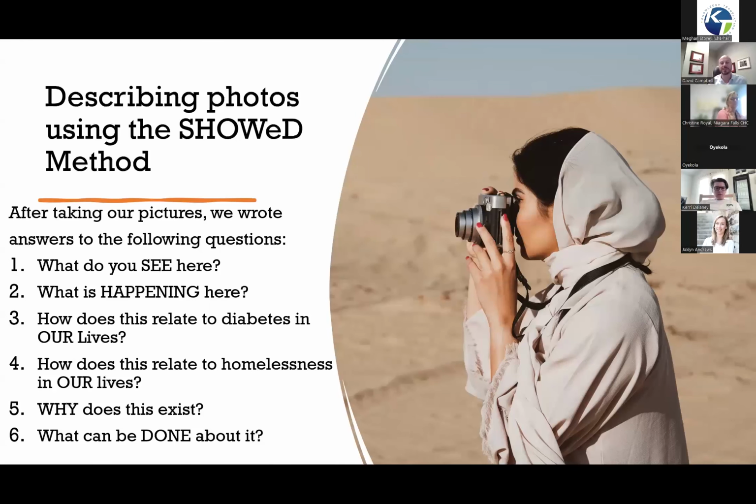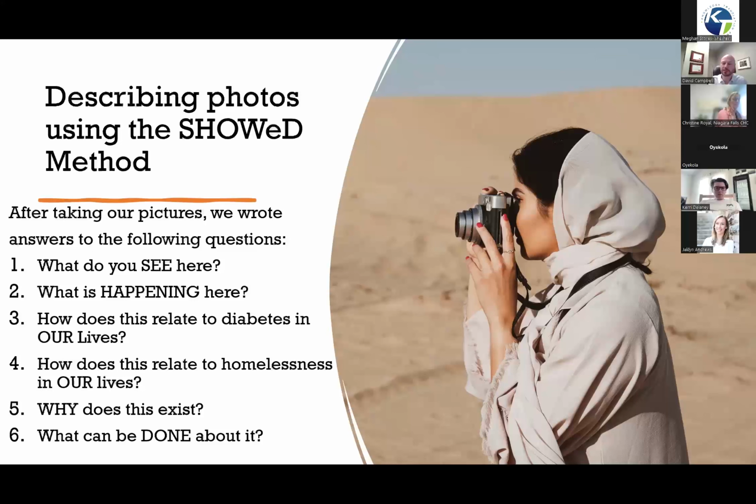In some ways, this is the opposite of the process that was undertaken by the Reshape T1D folks, where they started with the stories and the artist created the image that represented those stories. In this sense, they took the image and we created the narrative afterwards by asking each individual photographer, what do you see here? What is happening here? How does this image relate to diabetes in our lives? How does this relate to homelessness in our lives? Why does it exist and what can be done about it? That's the SHOWED method, which was really quite useful in eliciting these stories.